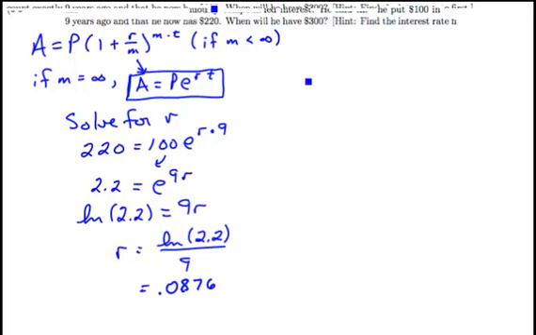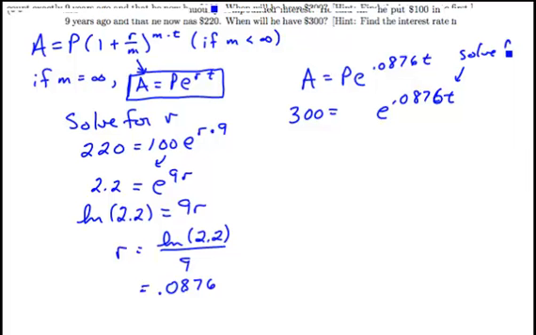And I now know one of the missing pieces to my formula. A is P e to the 0.0876t. And I can now use this form to finally answer Billy's question. He wants to know when he will have 300. So he's got 300 that he wants to come out, and he's leaving it in there for some period of time that we're trying to determine. So we're going to want to solve for t.